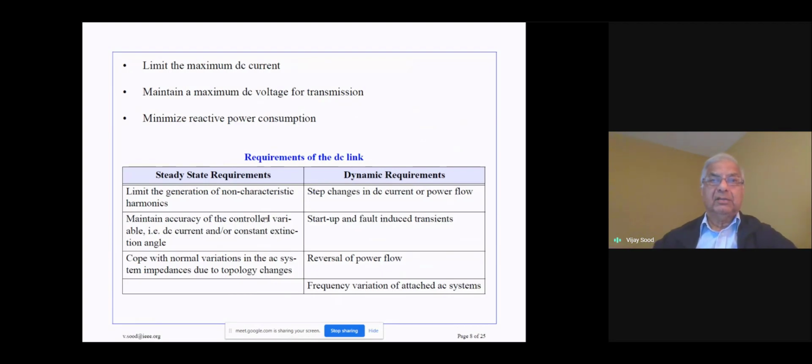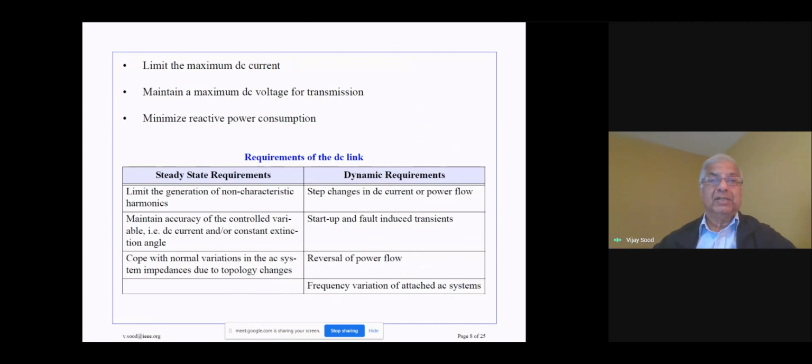On the right-hand side of this table, we have the dynamic requirements of the DC link. So the dynamic requirements are any changes in the flow of power current. We want to make sure that we can start up the system from zero, and we can absorb any fault-induced transients.